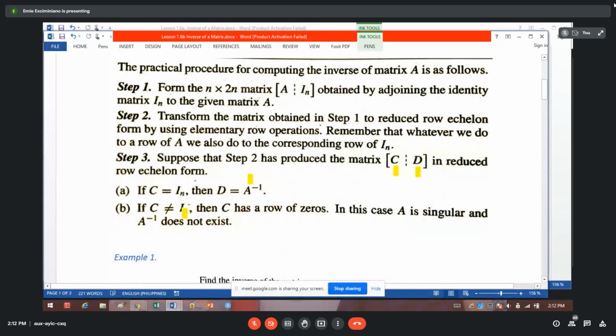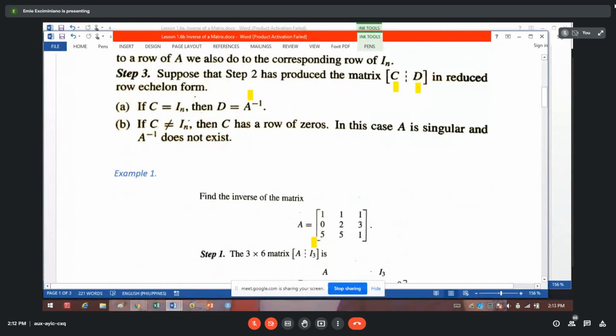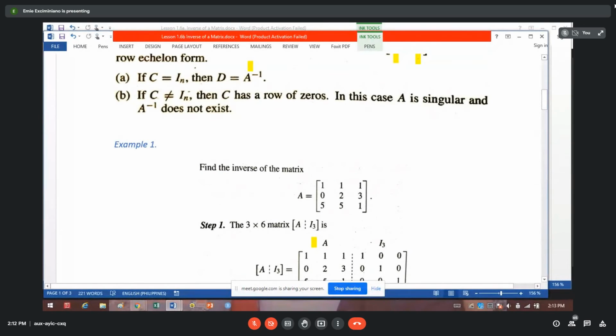If C is not equal to IN, C has zero entries for a row or to a specific row. In this case, A is singular. And the inverse of A does not exist. So sabi dito sa C na to, pag nakakita ka ng line or row na puro zero, singular na yon. So wala nang inverse. Okay? Diba? Pag singular, non-invertible. Inconsistent ang solution actually.